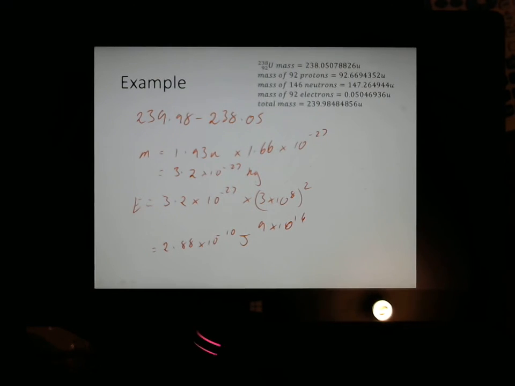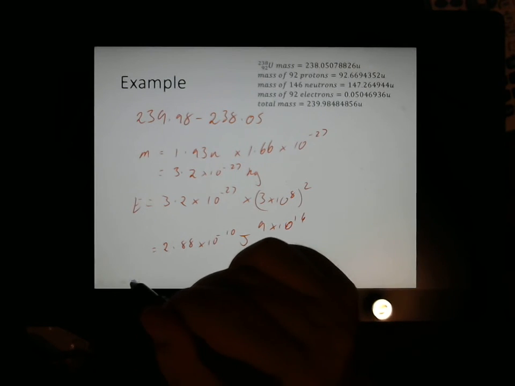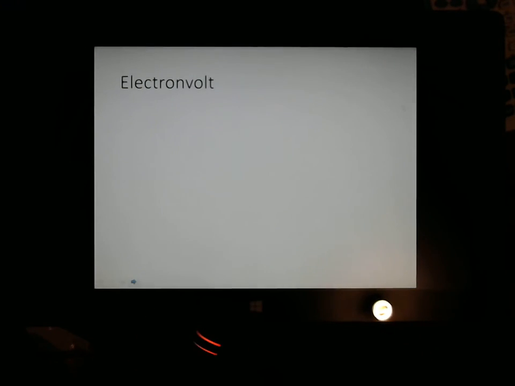Okay. Now, this number is pretty small, and mostly we don't like writing things with very small powers all the time.